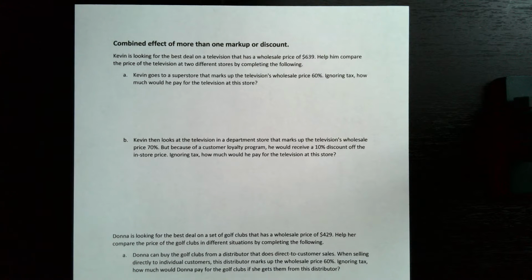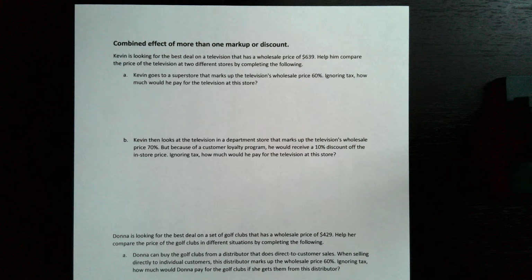Okay, in this video, we're going to talk about the combined effect of more than one markup or discount. So the first problem says Kevin is looking for the best deal on a TV, $639. Help him compare the price of the television at two different stores by completing the following. Kevin goes to a superstore that marks up the television's wholesale price 60%. Find the price for the television at this store.